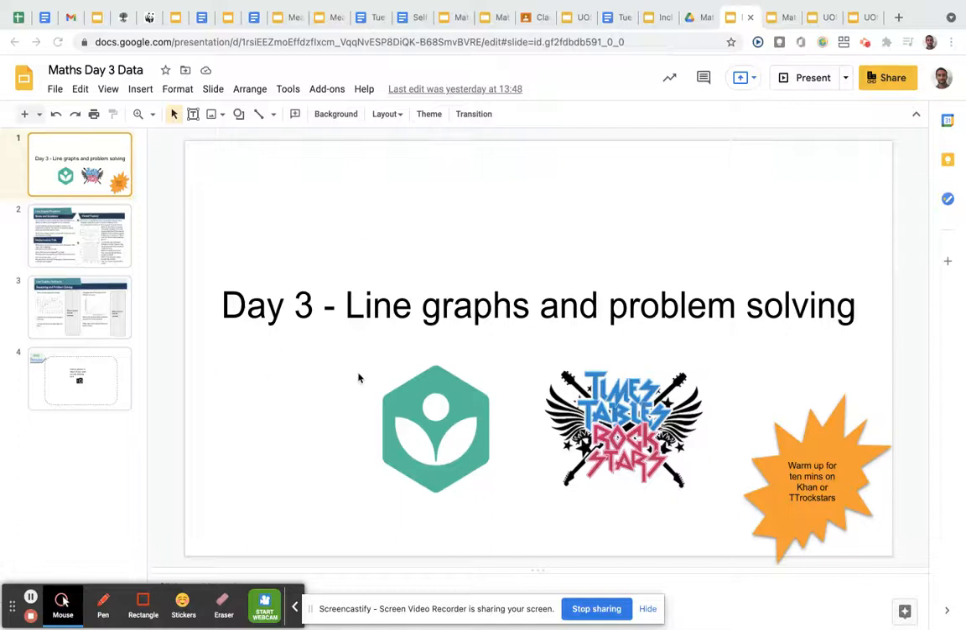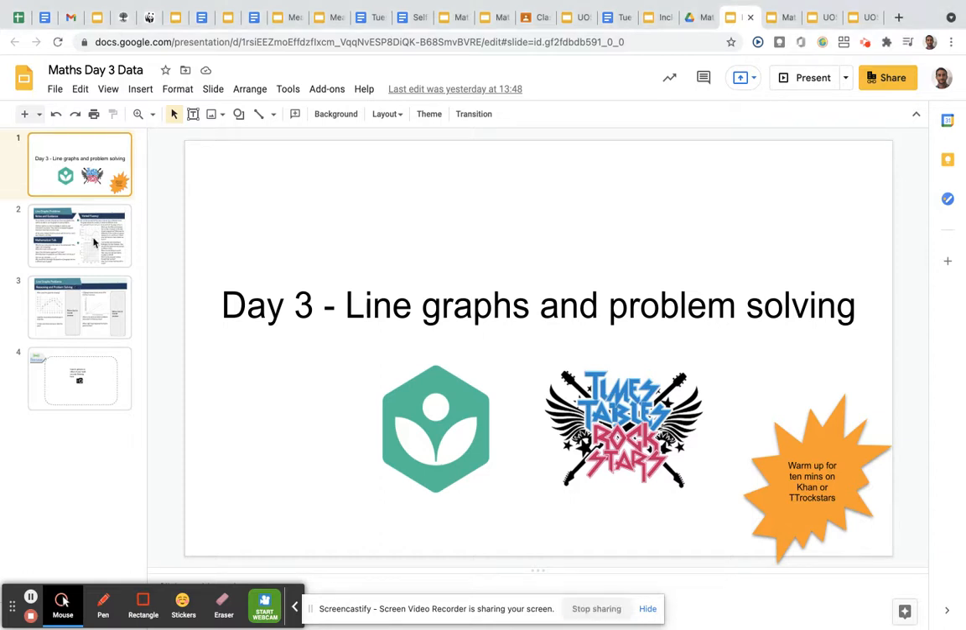Good morning, everybody. It is day 3 of our data unit, and we have been looking specifically at line graphs. We started day 1 by interpreting line graphs, day 2 by drawing some line graphs, and now we're going to use line graphs to solve problems, which is probably the most important skill of all.